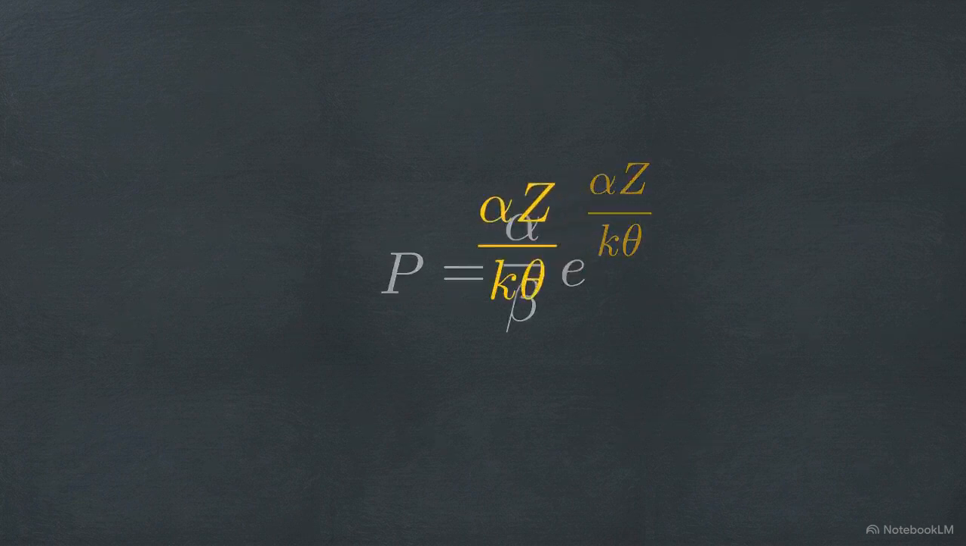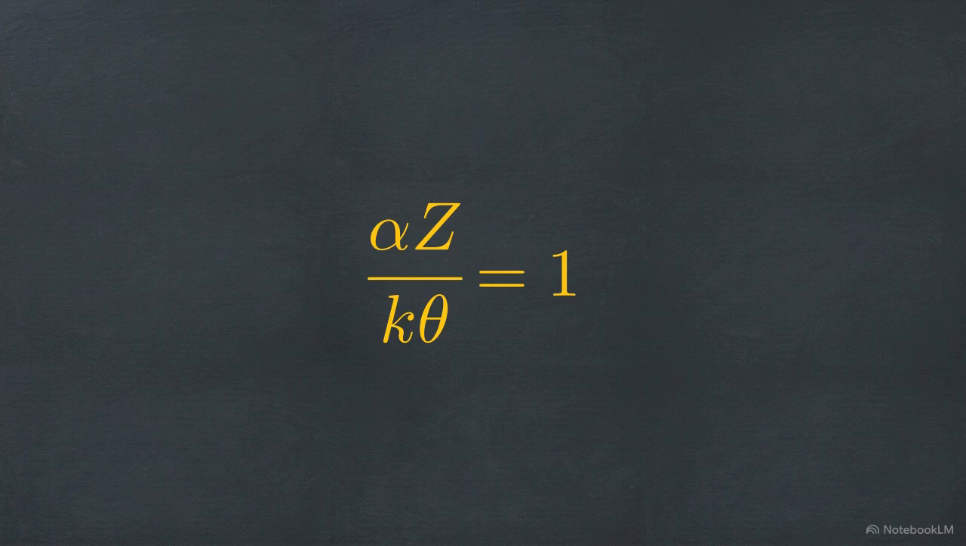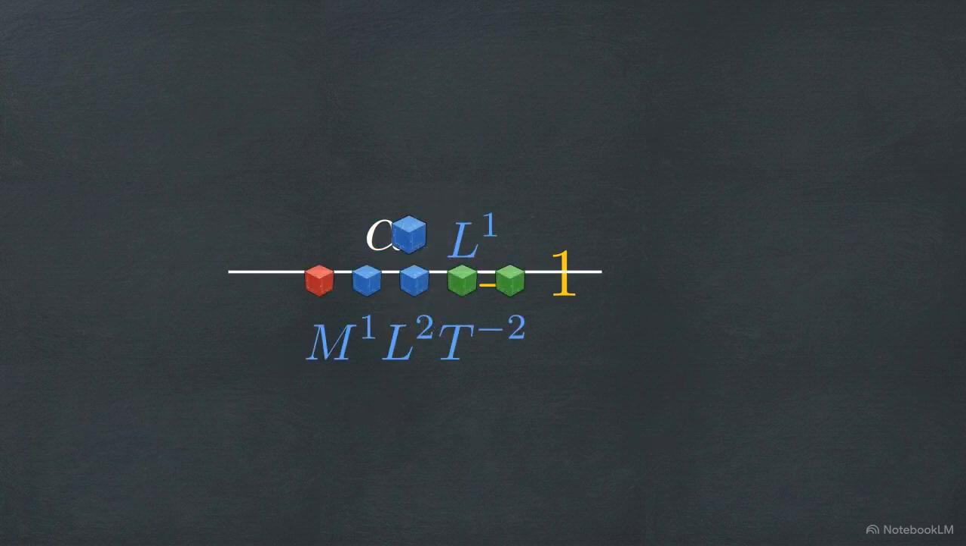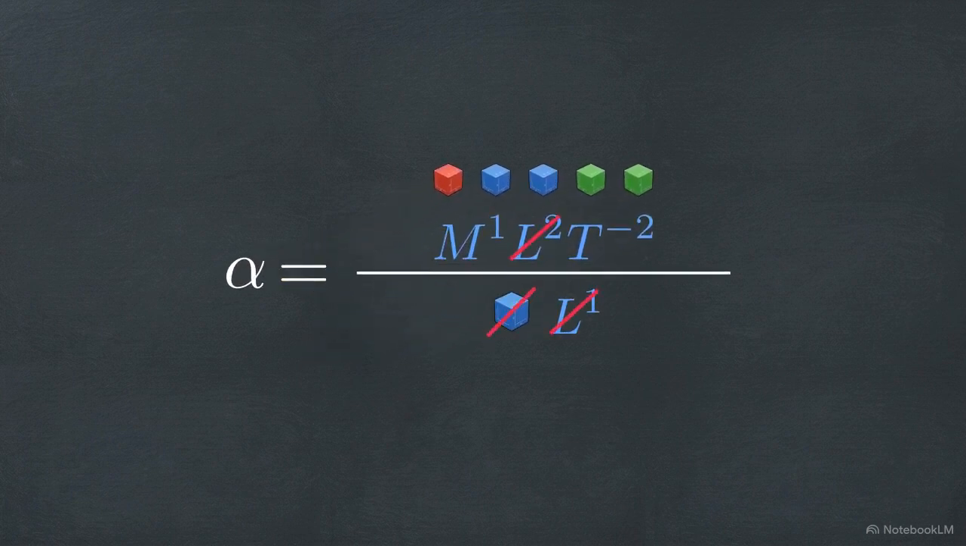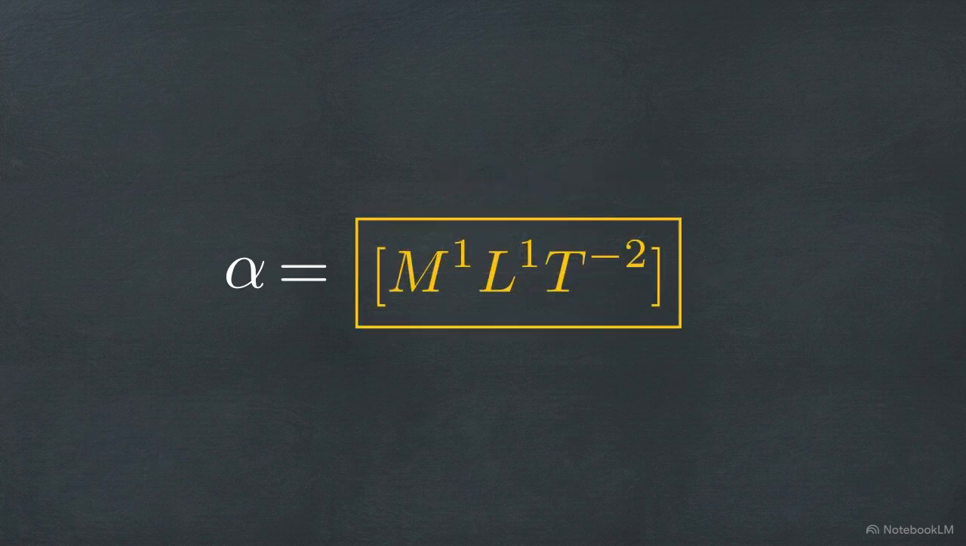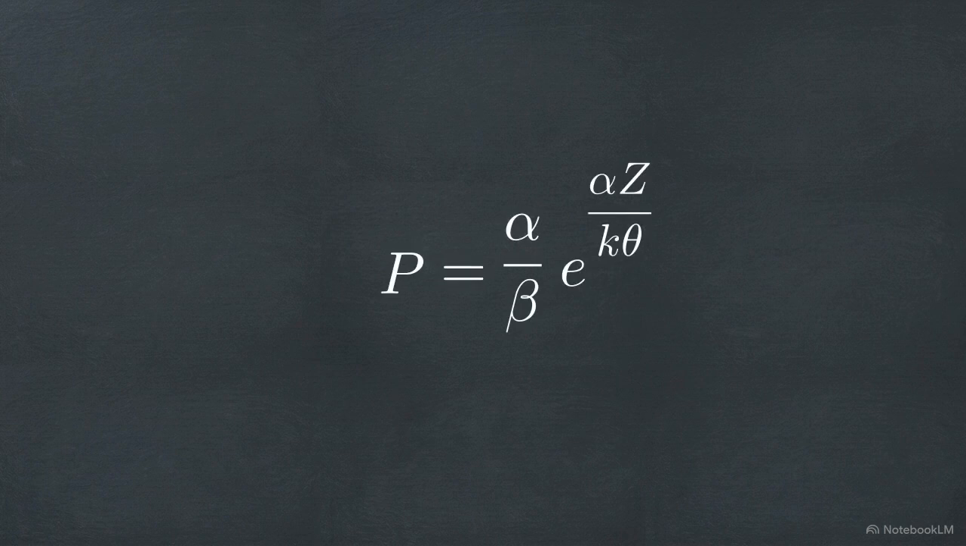Since powers are pure numbers, alpha z over k theta resolves to 1. Substituting known dimensions, z is length, k theta is thermal energy, we multiply energy by length's inverse. Alpha is M1 L1 T negative 2. Identifying alpha simplifies the problem. The dimensionless exponential term doesn't affect the remaining variables' balance.